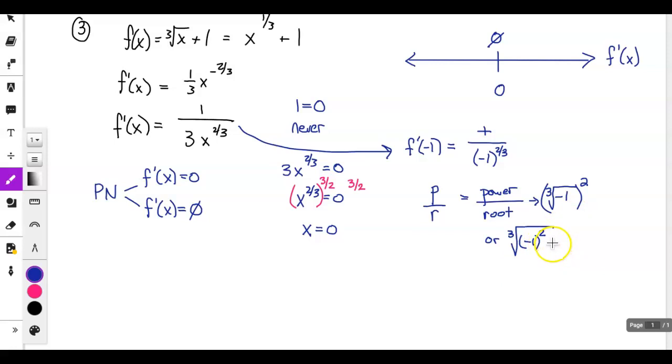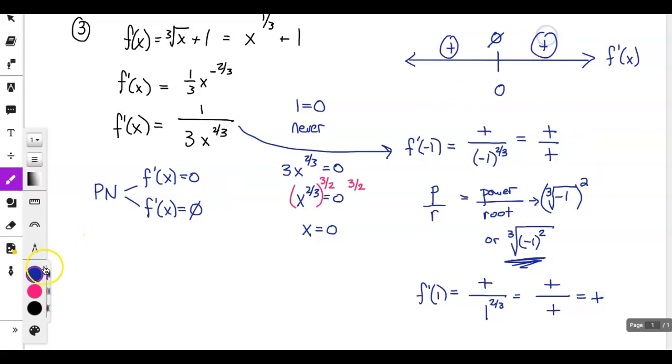So let's go ahead and do it this way. If I have -1 and I square it, I get +1. And then if I take the cube root of a positive, I get a positive. So this is simply going to be a positive over a positive. So we have a positive to the left of 0. And then let's do the same thing and plug in +1. If I put 1 into the derivative, the numerator is still 1, so that's positive. The denominator is going to be 1 to the 2/3. And again, you're taking the cube root of a positive and then squaring that, so the result is a positive. So we end up getting a positive here.